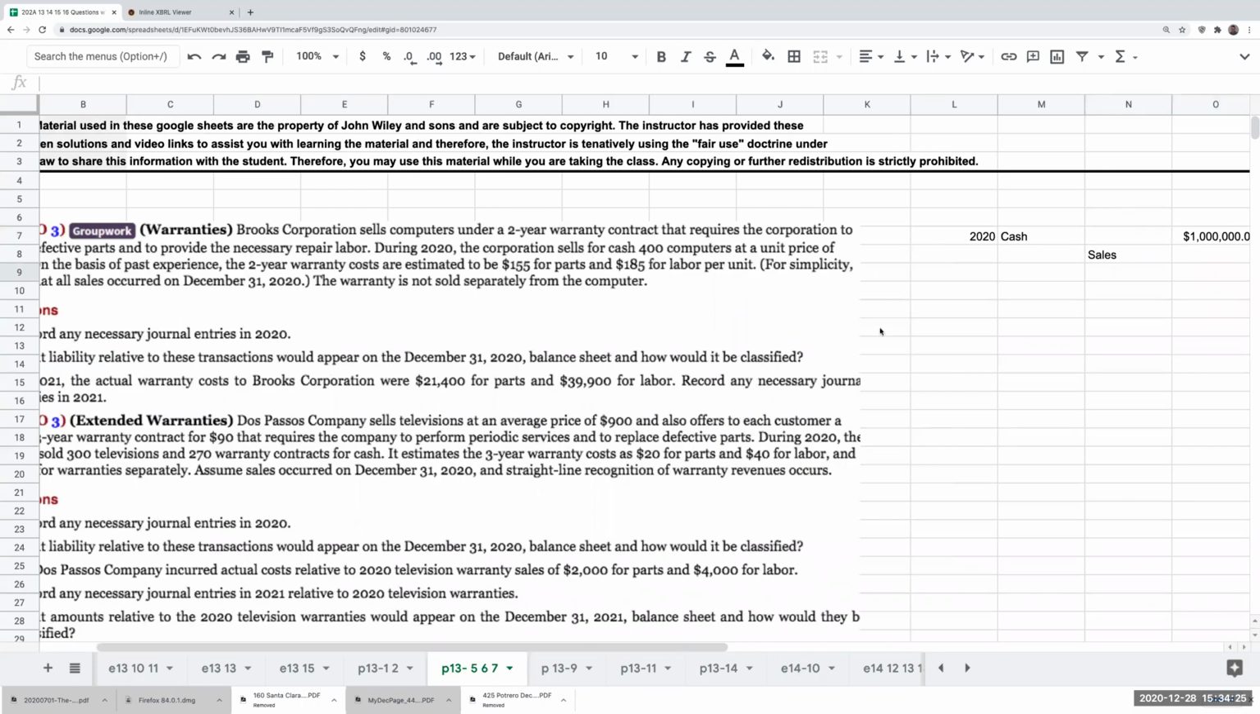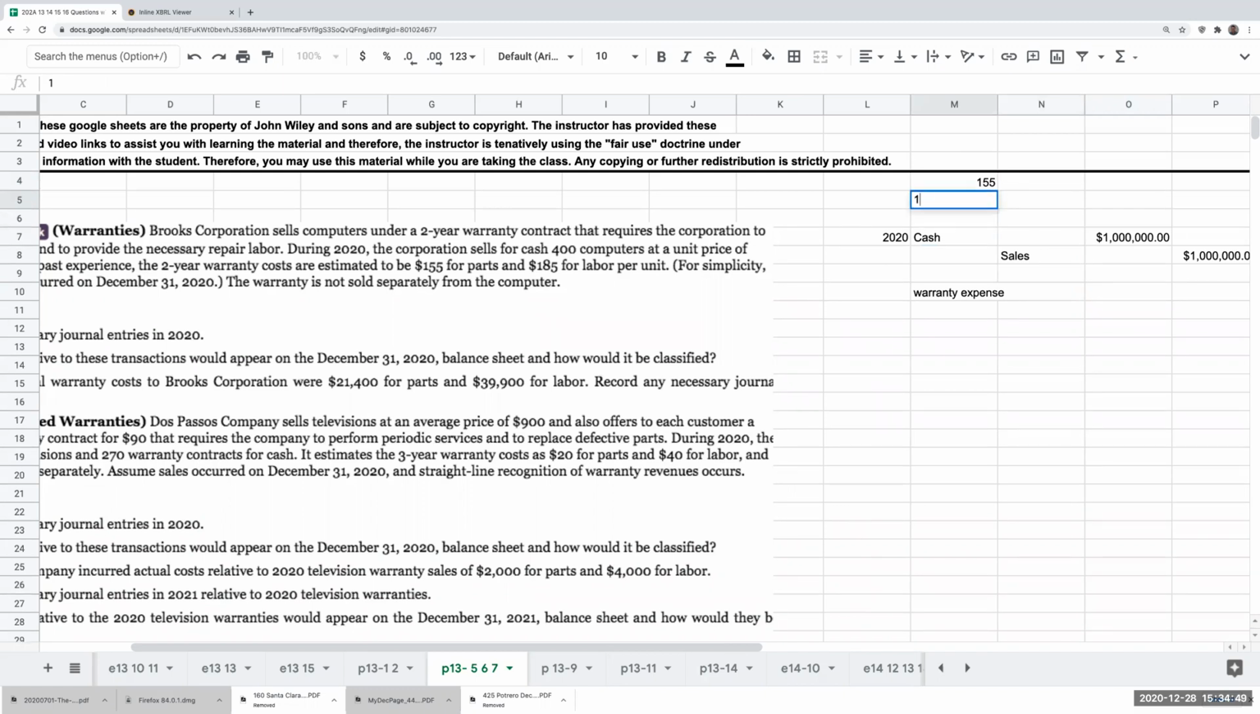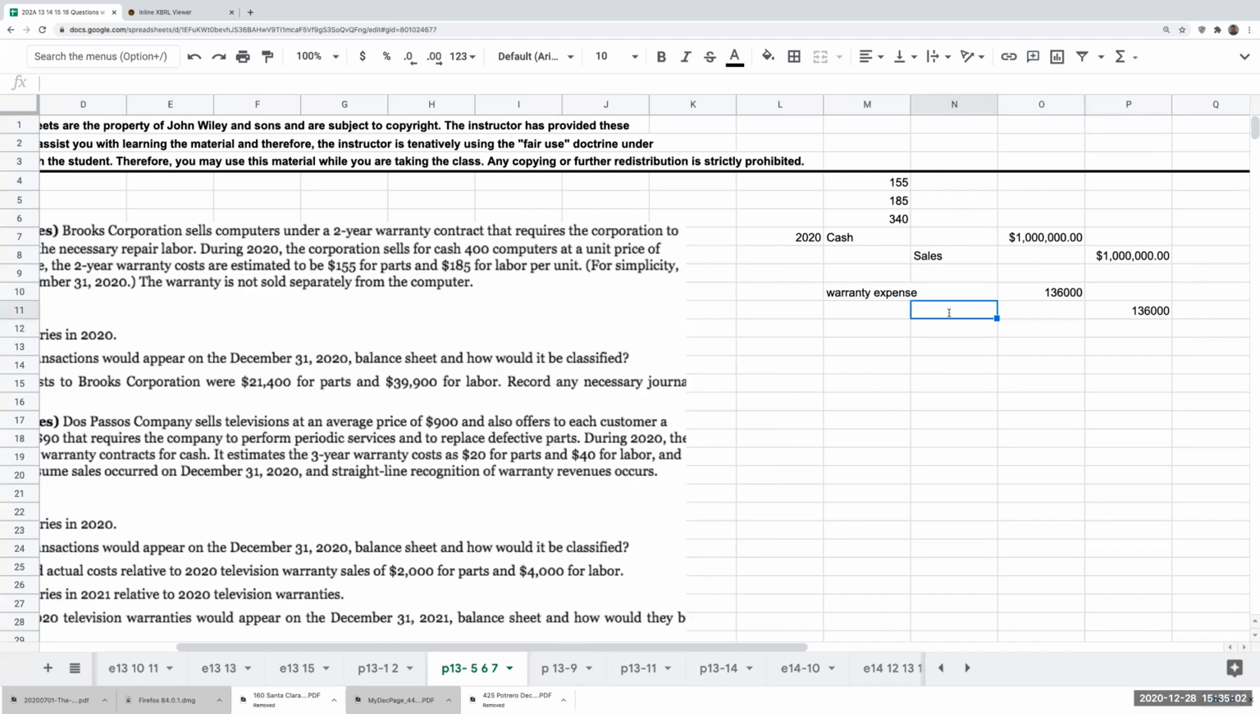So the other thing that they're going to have to do is that they're estimating the 2-year warranty cost. We want to go ahead and record this warranty expense in the period that we're essentially making the sale. So this is going to be $155 for parts, $185 for labor. So my total warranty expense per unit is going to be $340. So this is going to be 400 times 340, or 136,000.